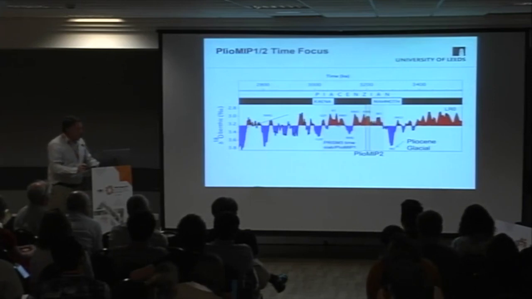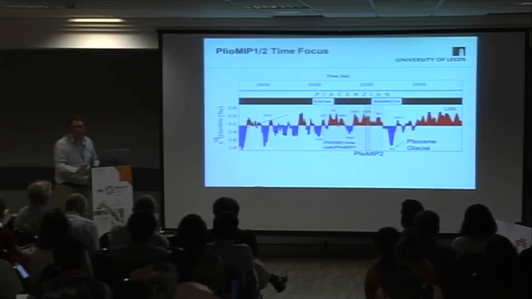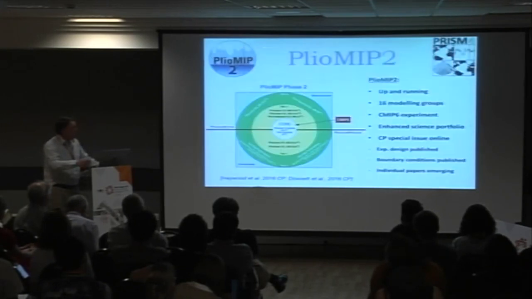So what we decided to do moving forward into PLIMIP2 is to collapse this window down into a time slice around 3.205 million, which had an orbital forcing which was very similar to present day. So that's the overall strategy.